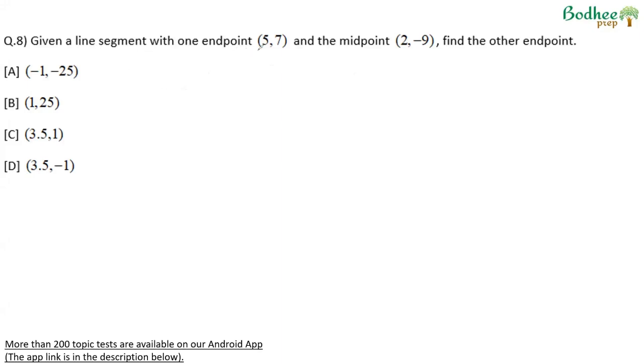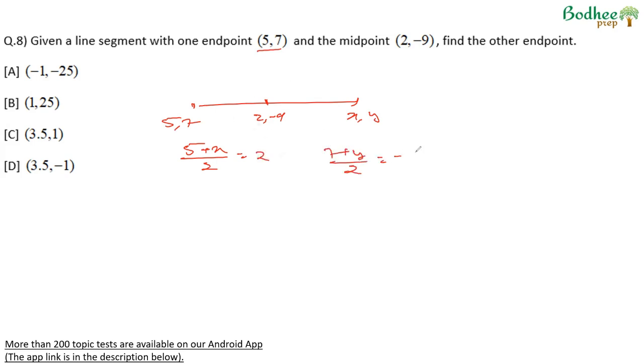Given a line segment with one endpoint 5, 7 and midpoint 2, minus 9. What is the other endpoint? Suppose this is x, y. We can say that (5 plus x) by 2 will be 2, the midpoint for x, and (7 plus y) by 2 will be equal to minus 9, the y coordinate of the midpoint. So this gives us 5 plus x is 4, x is equal to minus 1.